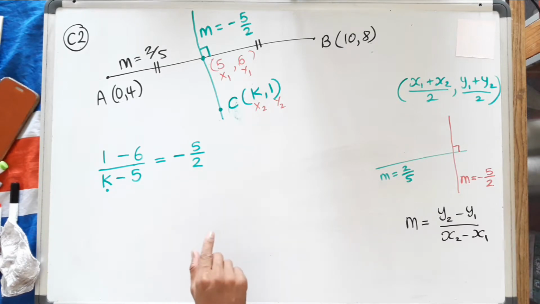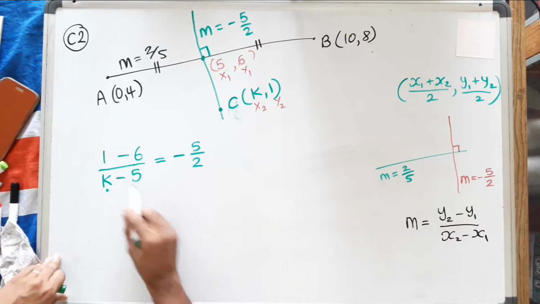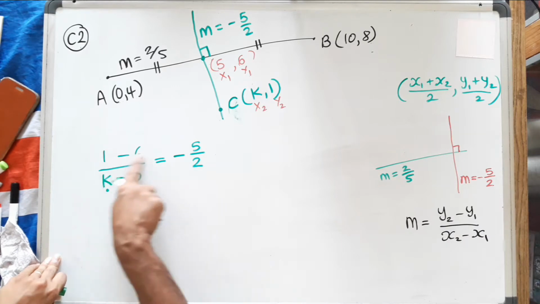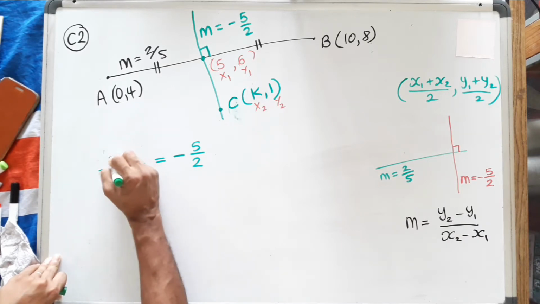Alright, so I'm just double checking all my work in here. 8 minus 4, 10 minus 0 is 10. So it's 4 by 10, which is 2/5, right? Everything seems to be correct so far. I don't seem to have any mistakes. Now I can simplify this before I cross multiply. 1 minus 6 is minus 5.